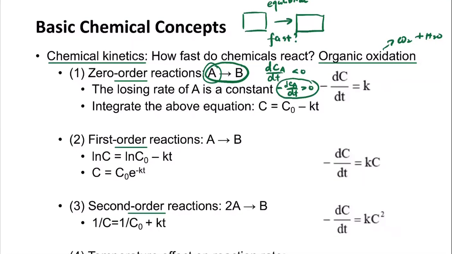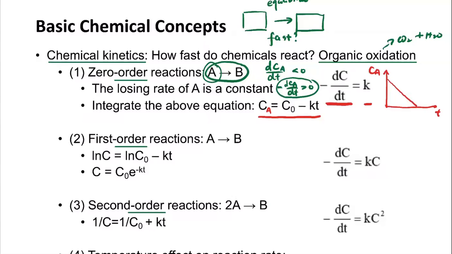So what the zeroth order reaction means is that this losing rate is always a constant, okay? Because of that, if we plot out the concentration of CA as a function of time, because it's a constant, what you are going to have is a linear decrease of the concentration. So if we write out the concentration of CA, it's going to be CA equal to C0 minus Kt. So the concentration is going to decrease linearly. This is the definition of zeroth order.